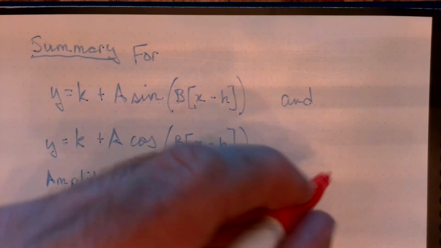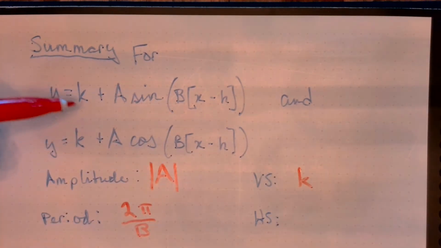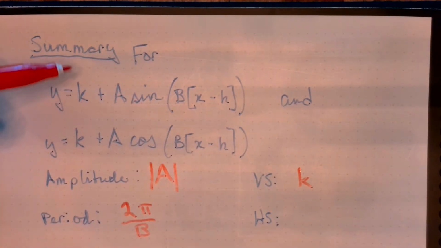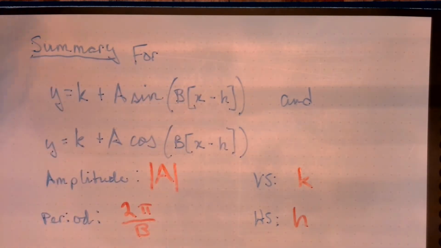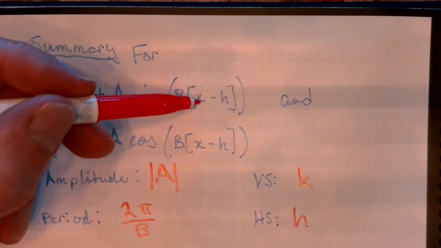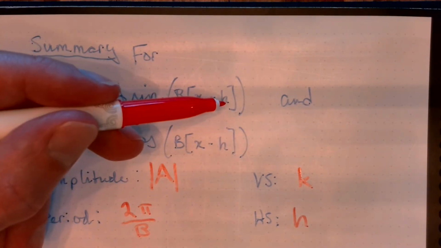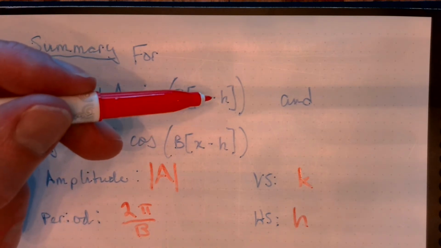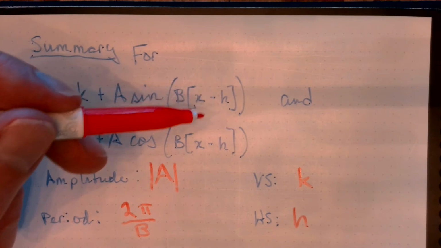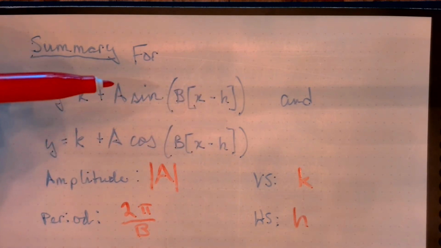Out here is where you get your vertical shift. If k is positive, you'll get shifted up. If k is negative, you'll get shifted down. And in here, that's where you get your horizontal shift. If it really is x minus something, that'll move your graph to the right. If h is negative, so that it becomes x plus something, then you'll move to the left.